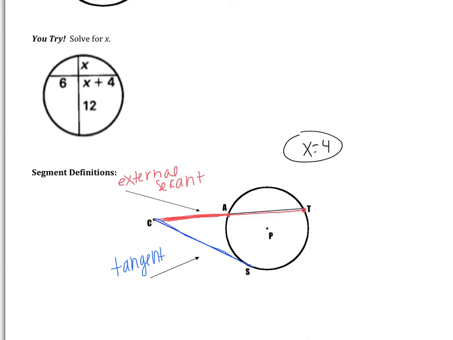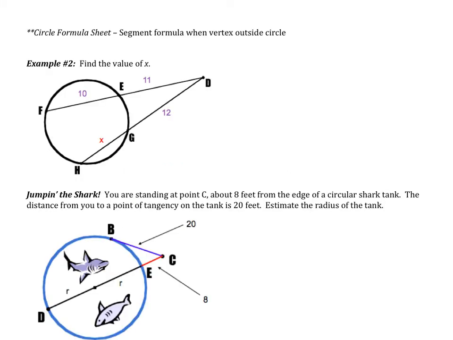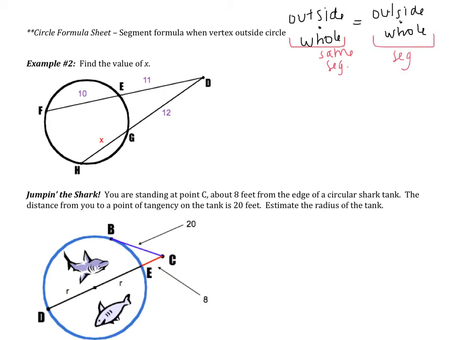That's just a little vocab for you. If you flip the page, we're now going to jump to our next formula. Okay, so this formula is the segment formula when the vertex is outside of the circle. So the formula for this one is outside times whole equals outside times whole. This comes from the same segment. This also comes from the same segment.